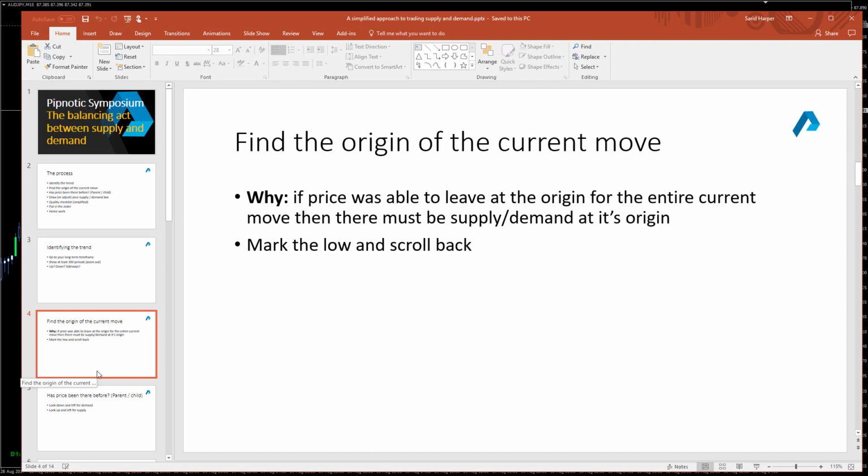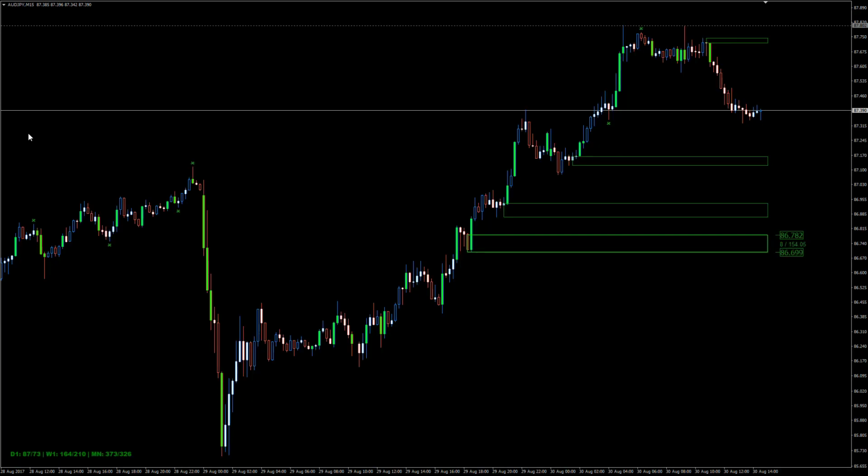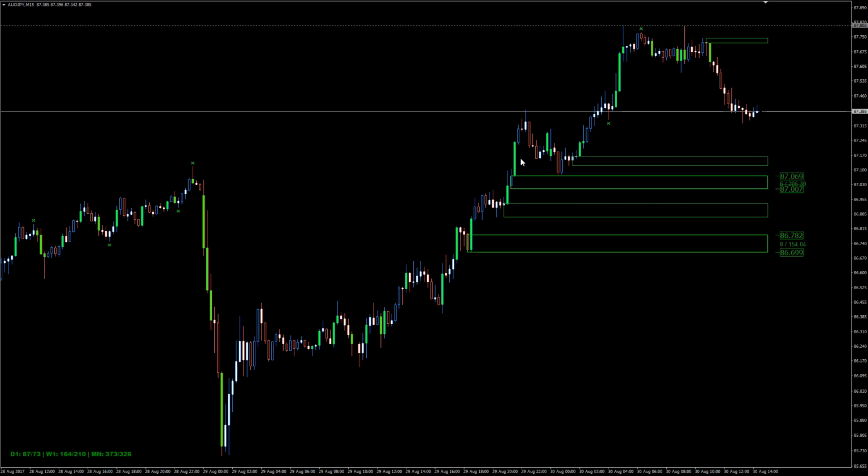So if we move on, we've been walking through this an awful lot. Has price been back there before? And this is where you look at this. This is not demand. This is a reaction to demand, which is here. I'll put that back on there. We just follow the method. Then you ask yourself, is this a parent or a child? Well, this is a child, and here's the parent.